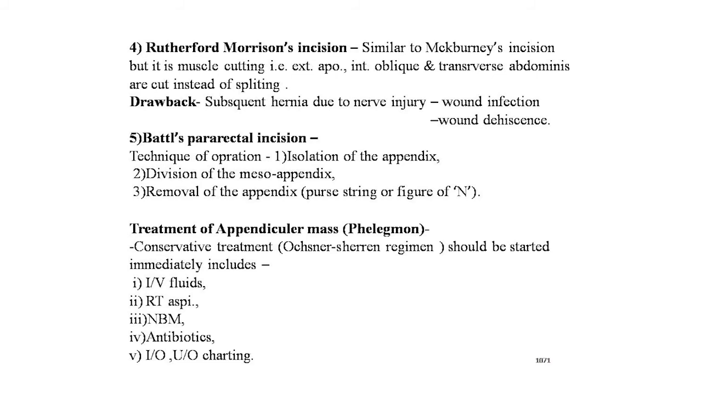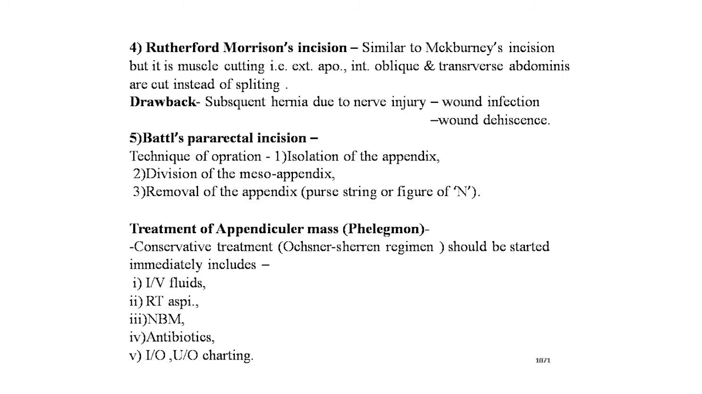Drawbacks of the Rutherford Morison incision are subsequent hernia due to nerve injury, wound infection and wound dehiscence. The fifth incision is Battle's pararectal incision. Technique of operation: there are three stages of appendicectomy. One is isolation of the appendix, second is division of the mesoappendix, and third is removal of the appendix, and a purse string or figure-of-eight suture is taken on the base of the appendix.